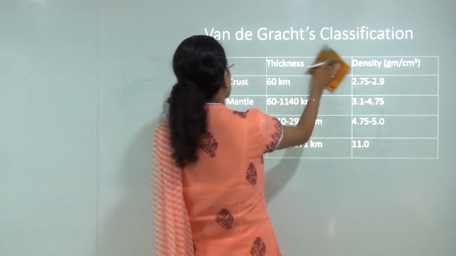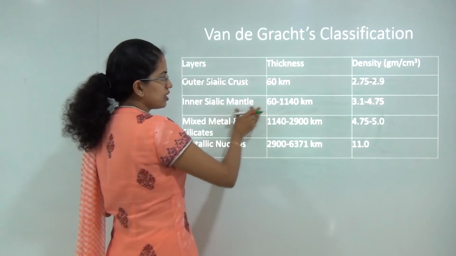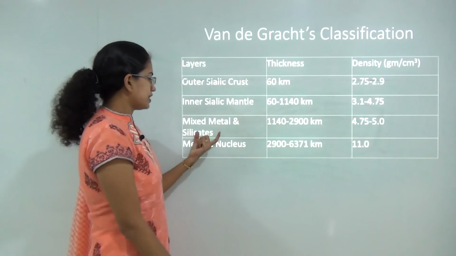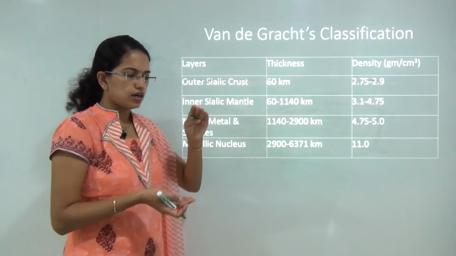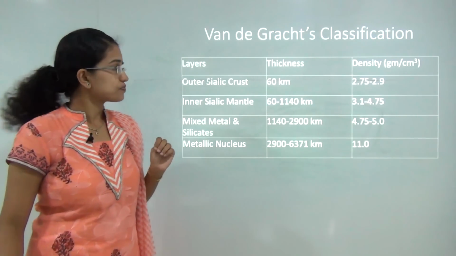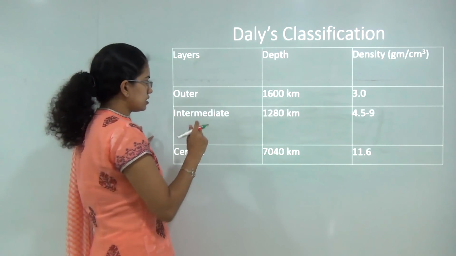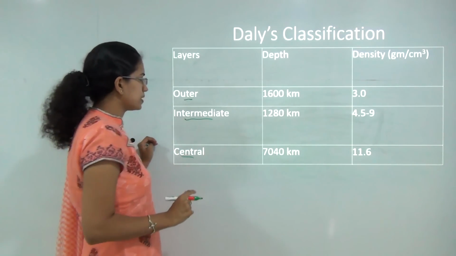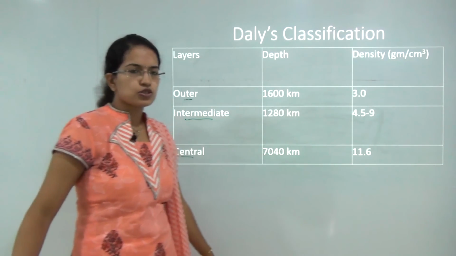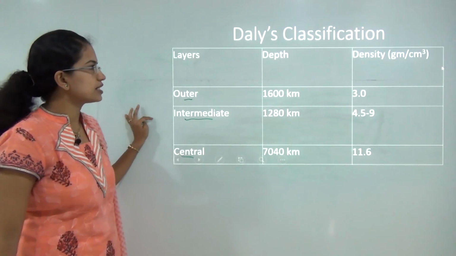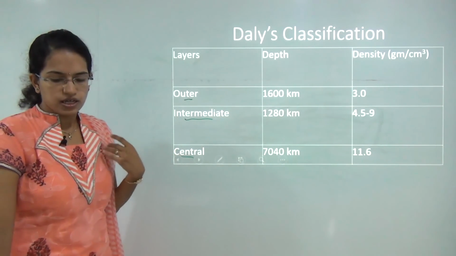The next classification was propounded by Gracht. He said there are 4 layers, the outer silica and the inner silica. He talked about the respective thickness and the density, and then he said below that there is a layer of mixed metals and silicates, and finally the core or the lower mantle is made up of a metallic nucleus. Daly, similar to the previous classification on mechanical division, classified just 3 basic terms, that's outer, intermediate and central. He mentioned the depth and the density. So both these classifications, the Gracht classification and Daly's classification, focused on the density, and they said the density increases as we go towards the interior of the earth.